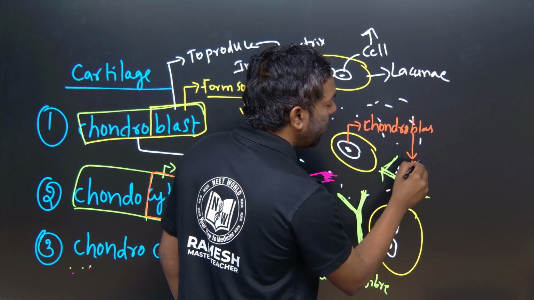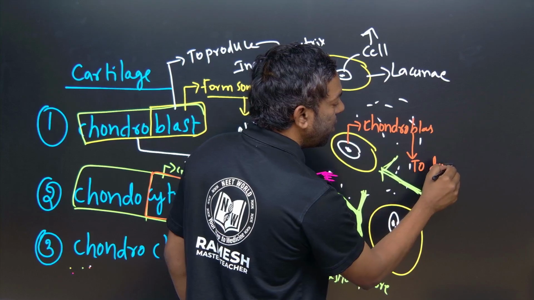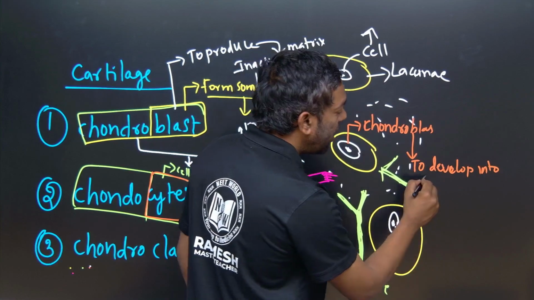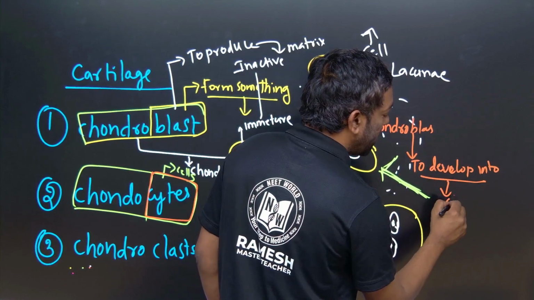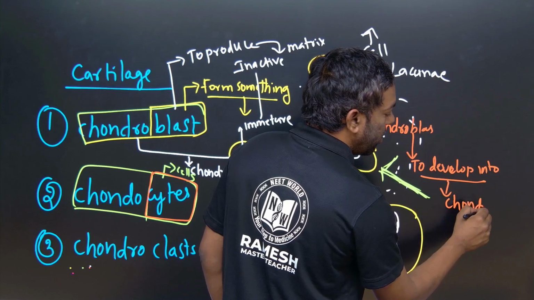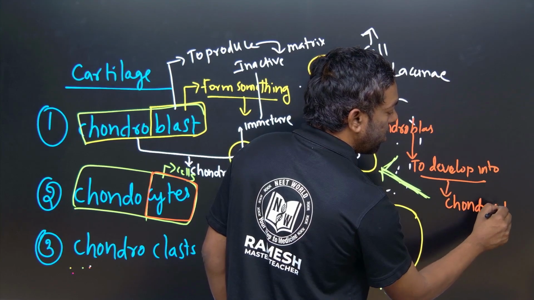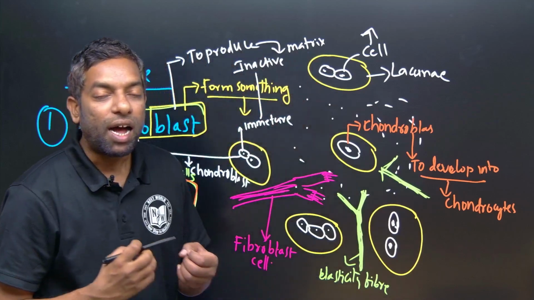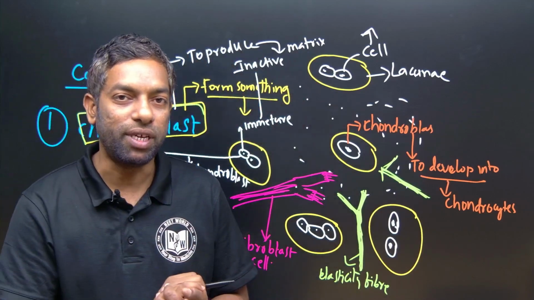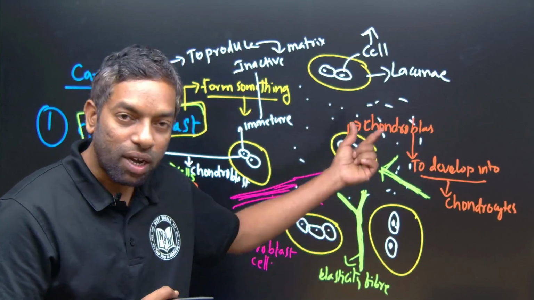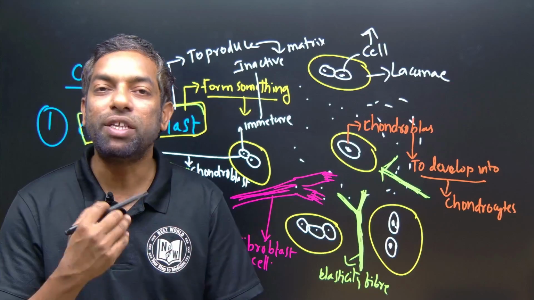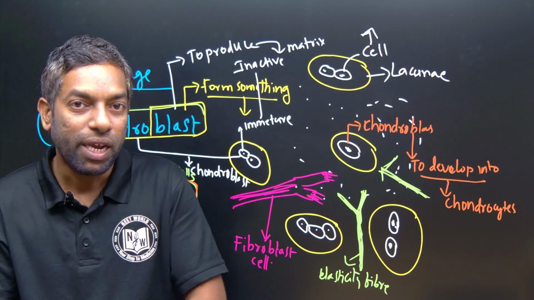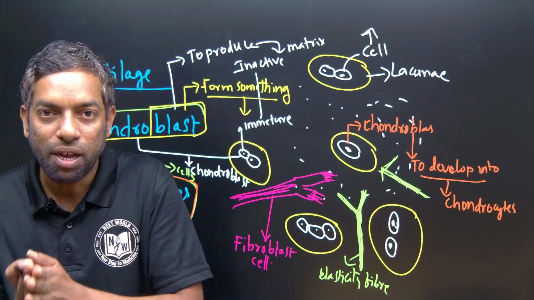further develop into chondrocytes. Chondroblasts are immature cells. They are converted into chondrocytes to mature. Okay, immature cells are going to become mature, inactive cells are going to become active.